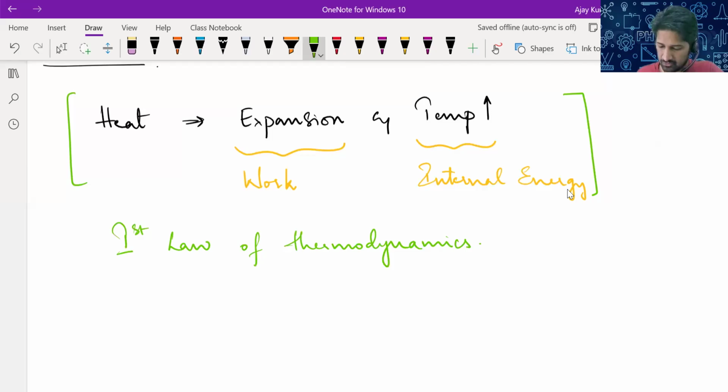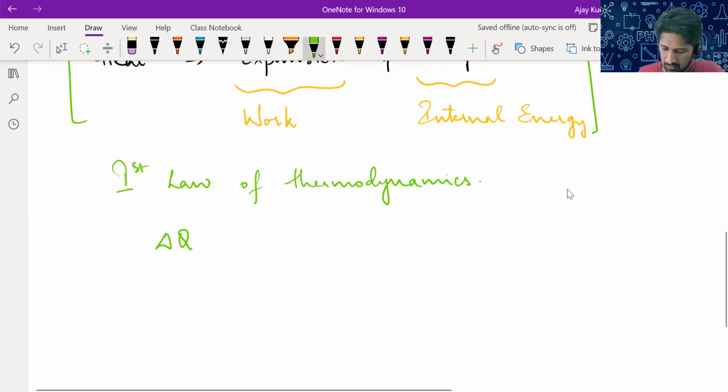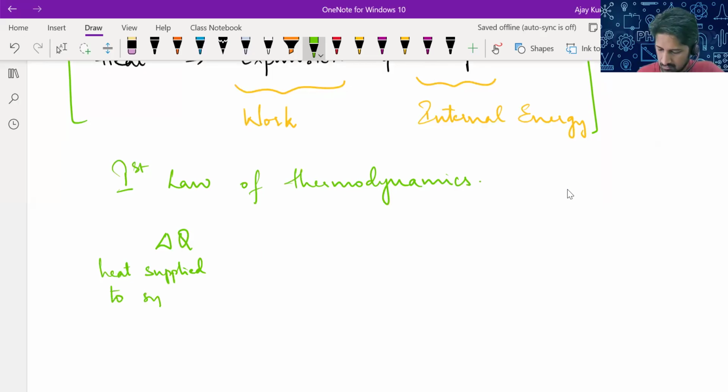Mathematically, we write it this way: delta Q. Delta Q stands for heat supplied to the system. What happens to it? Some of it gets stored within the system. This is called change in internal energy. The system would already have some internal energy. Molecules will have some energy. If you supply heat, they'll get some more energy. So that is called change in internal energy.